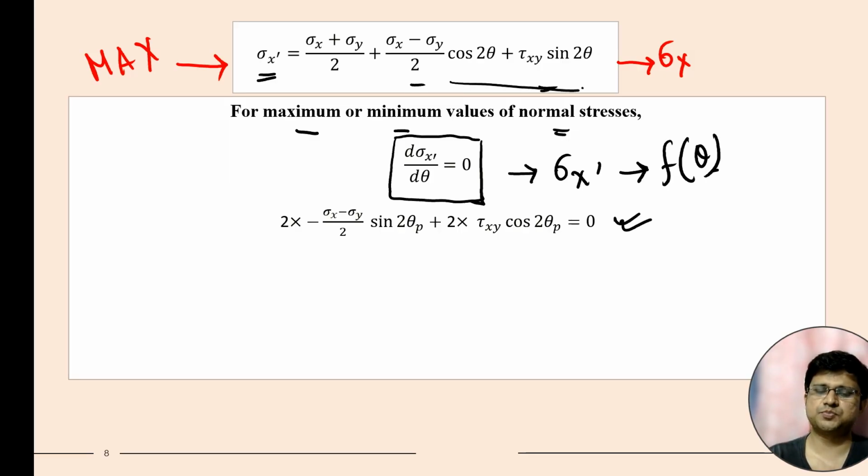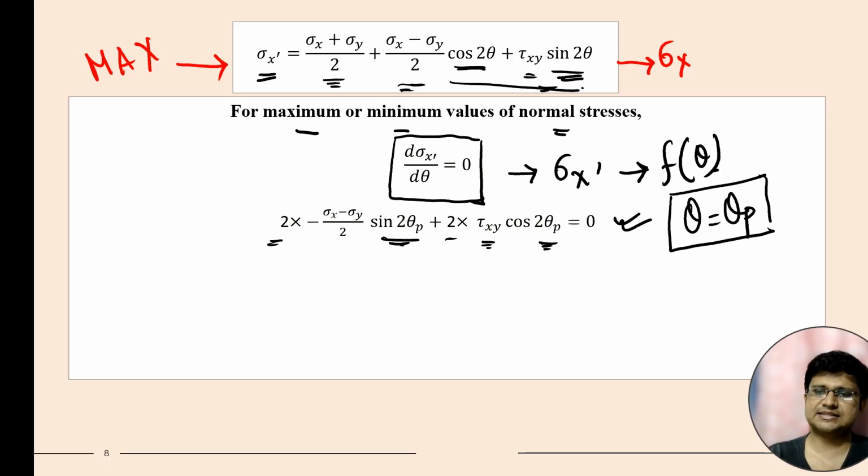If we take the derivative of this part, this is constant, so it will be 0. Then this is the constant term, then for cos 2 theta, the derivative will be 2 into sin 2 theta. And again this is the constant term tau xy, and for sin 2 theta the derivative will be 2 into cos 2 theta. And it will be 0 for the maximum point. For that particular point, we say that theta equals theta p, the point with the maximum or minimum value of normal stress.